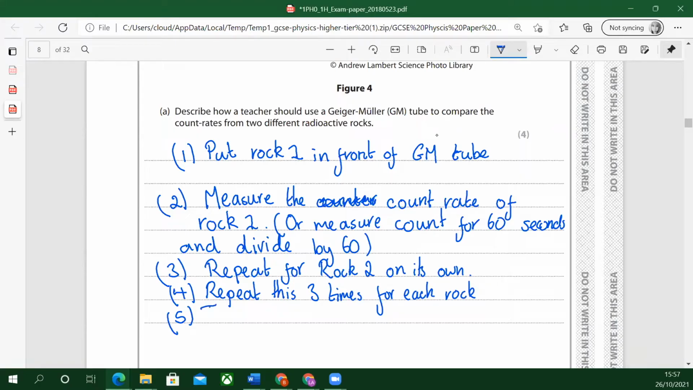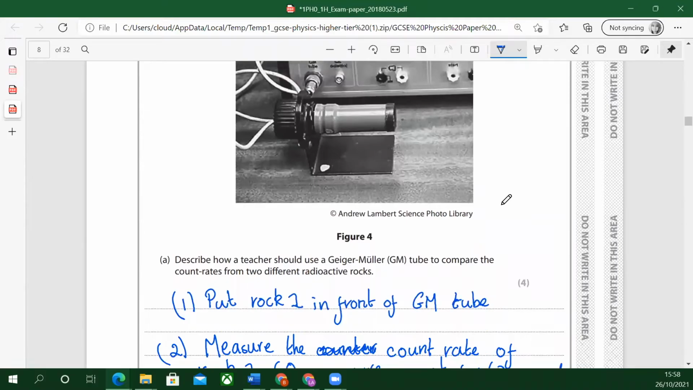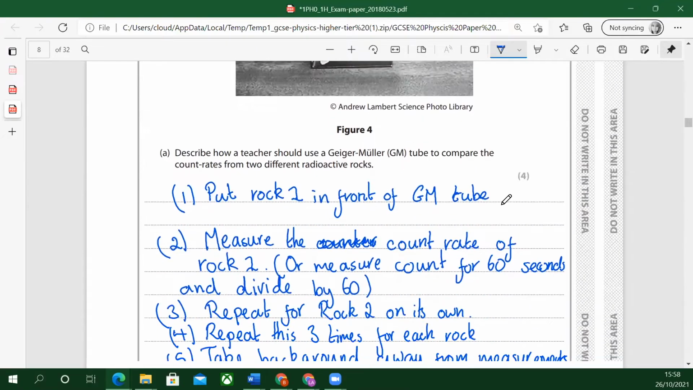And then take background radiation away from measurements. So if you remember, background radiation is when there isn't anything in front of the Geiger counter. So what you do is leave that, say for example, just by itself, no radioactive rocks or anything near it for say 5 minutes, and measure the background. Okay, so just as long as you can measure it for the background to get the best result you can.